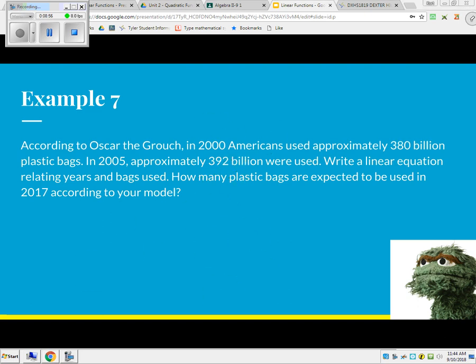All right, Oscar the Grouch here. In 2000, Americans used approximately 380 billion plastic bags. In 2005, approximately 392 billion were used. I want to write a linear equation relating the years and the number of bags used. How many plastic bags are expected to be used in 2017?